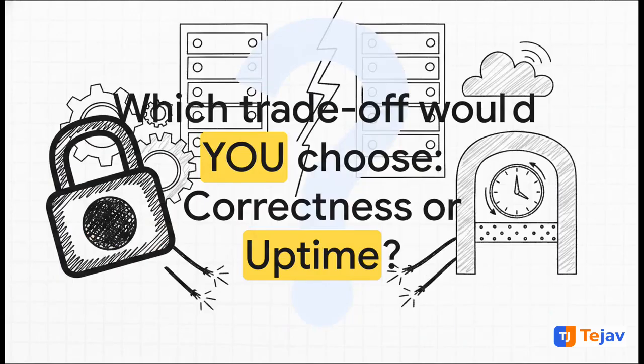So, I'm going to leave you with this. Imagine you are the lead architect for the next massive global application. The network cables just got cut, the servers are split. Tell me, which trade-off would you choose? Are you locking down the system for flawless correctness, or are you keeping the doors open for maximum uptime? Think like a system design engineer.